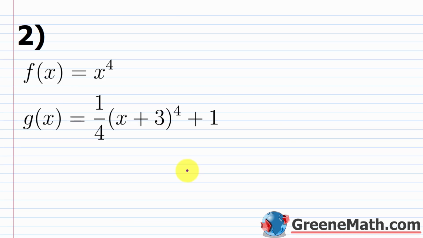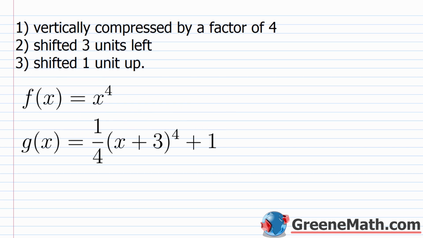All right, for problem 2, we have f of x equals x to the 4th power, and g of x equals 1/4 times the quantity x plus 3 to the 4th power plus 1. Once again, I went ahead and wrote this out already. This 1/4 out in front, if you're multiplying by a 4th, you can say that you're vertically compressed by a factor of 4, or a vertical shrink by a factor of a 4th, whichever one you want to choose. And then once we go on the inside, again, we have to undo what's being done to x.